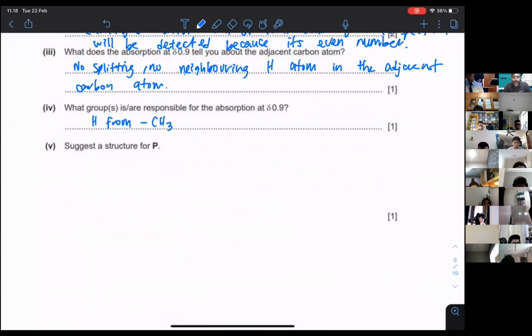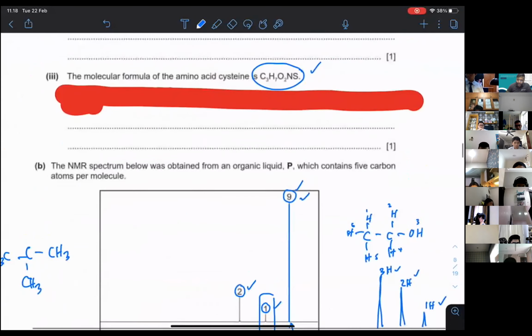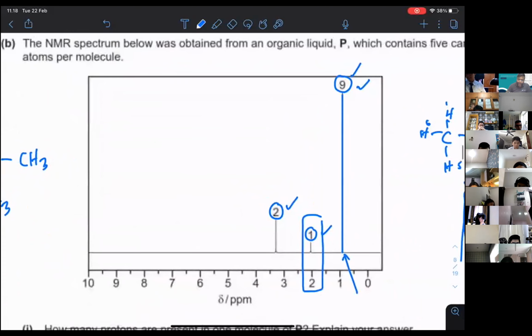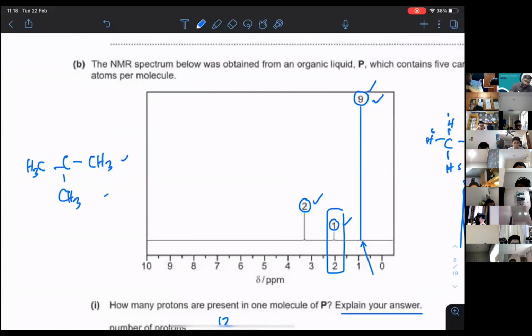Okay, suggest a structure for P. Now if you look at this molecule, they ask for 9, so I draw over here. They say the adjacent carbon cannot have hydrogen. Don't go and put hydrogen there. You also know that there are 2 hydrogens in the same environment, so most likely it is like this.